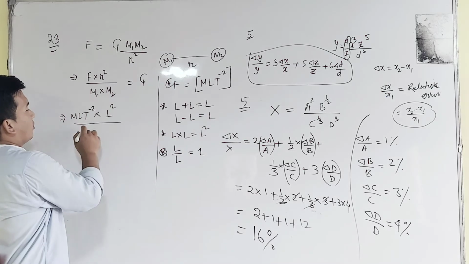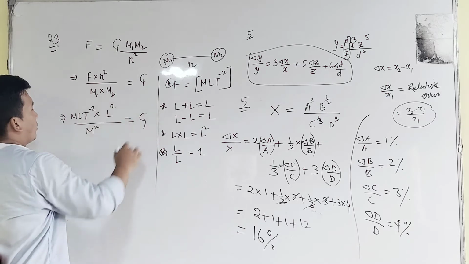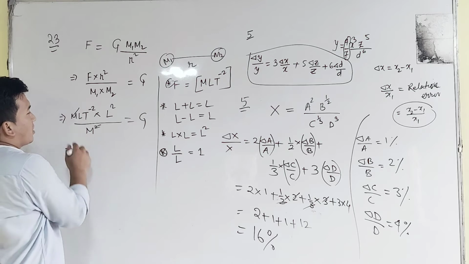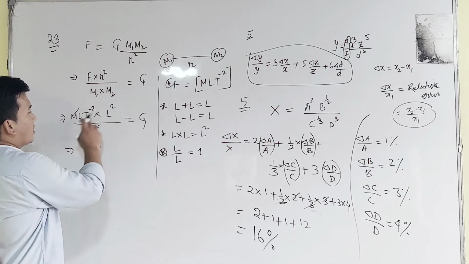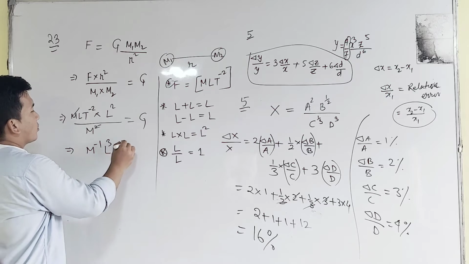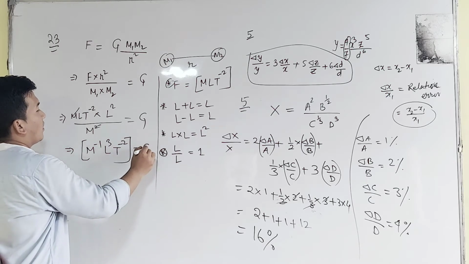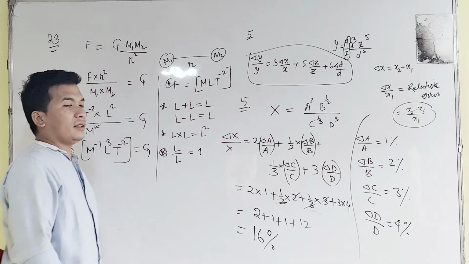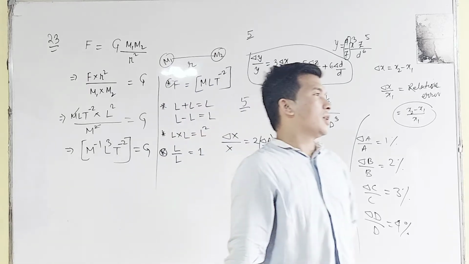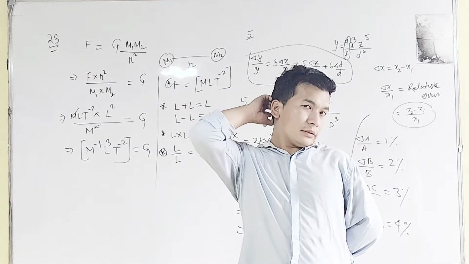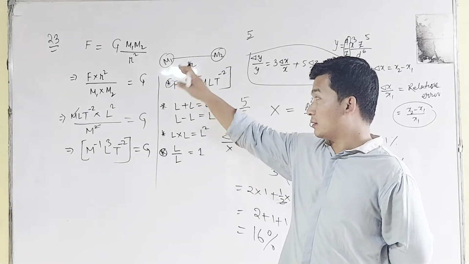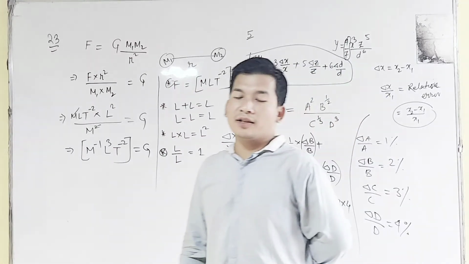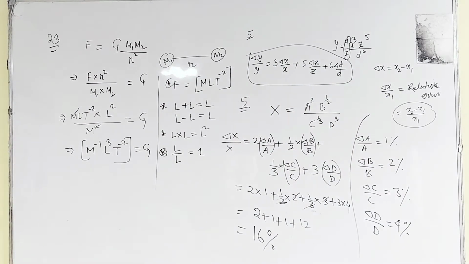Here mass into mass will produce m square, and this value is equal to G. So this m and this m square cancel out, and this m is taken upside, giving m inverse. This will be l cube, and we have t inverse 2. This will be the dimensional formula for G. If you know this formula by heart, then the dimensional formula is easy. If you do not, then you have to know the equation or the formula containing G.